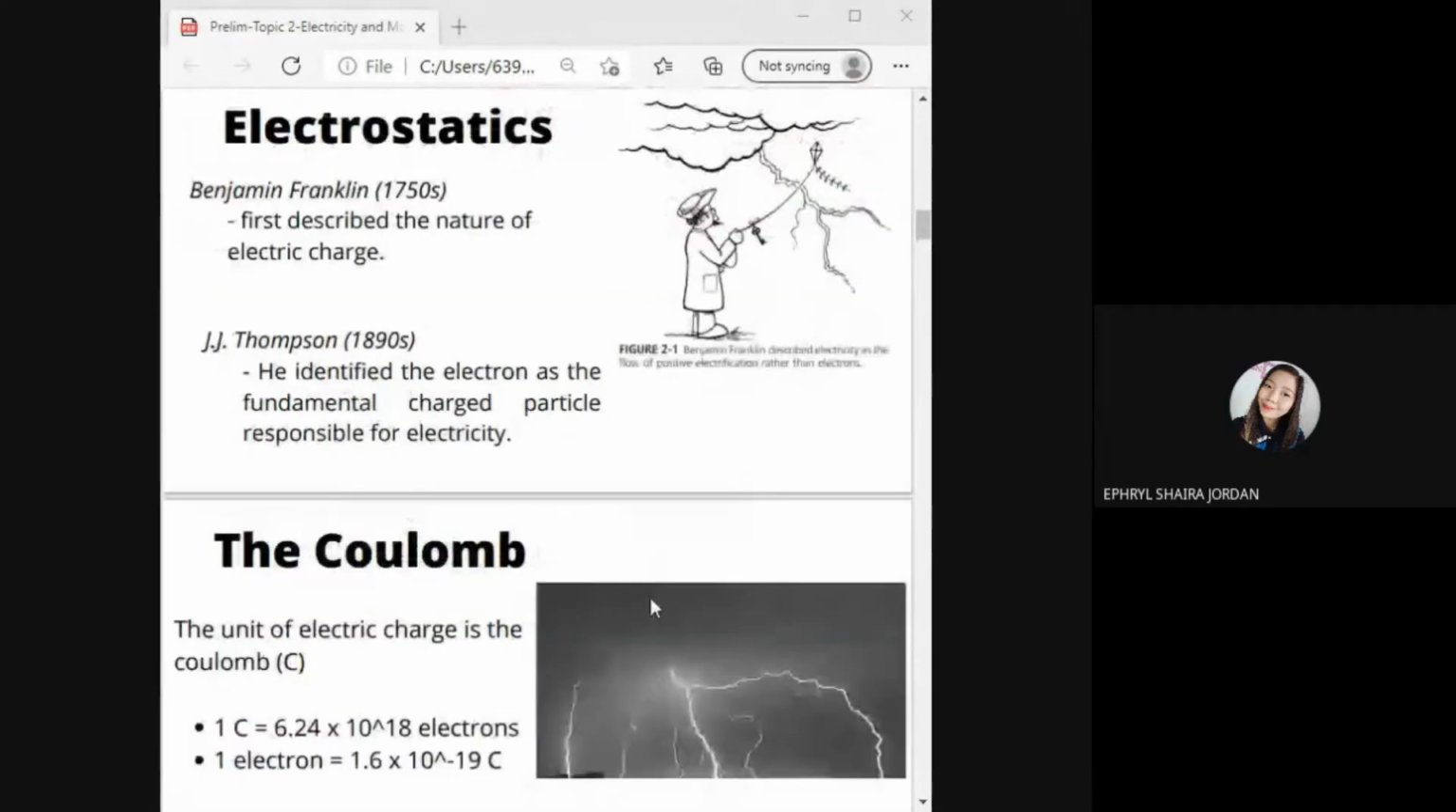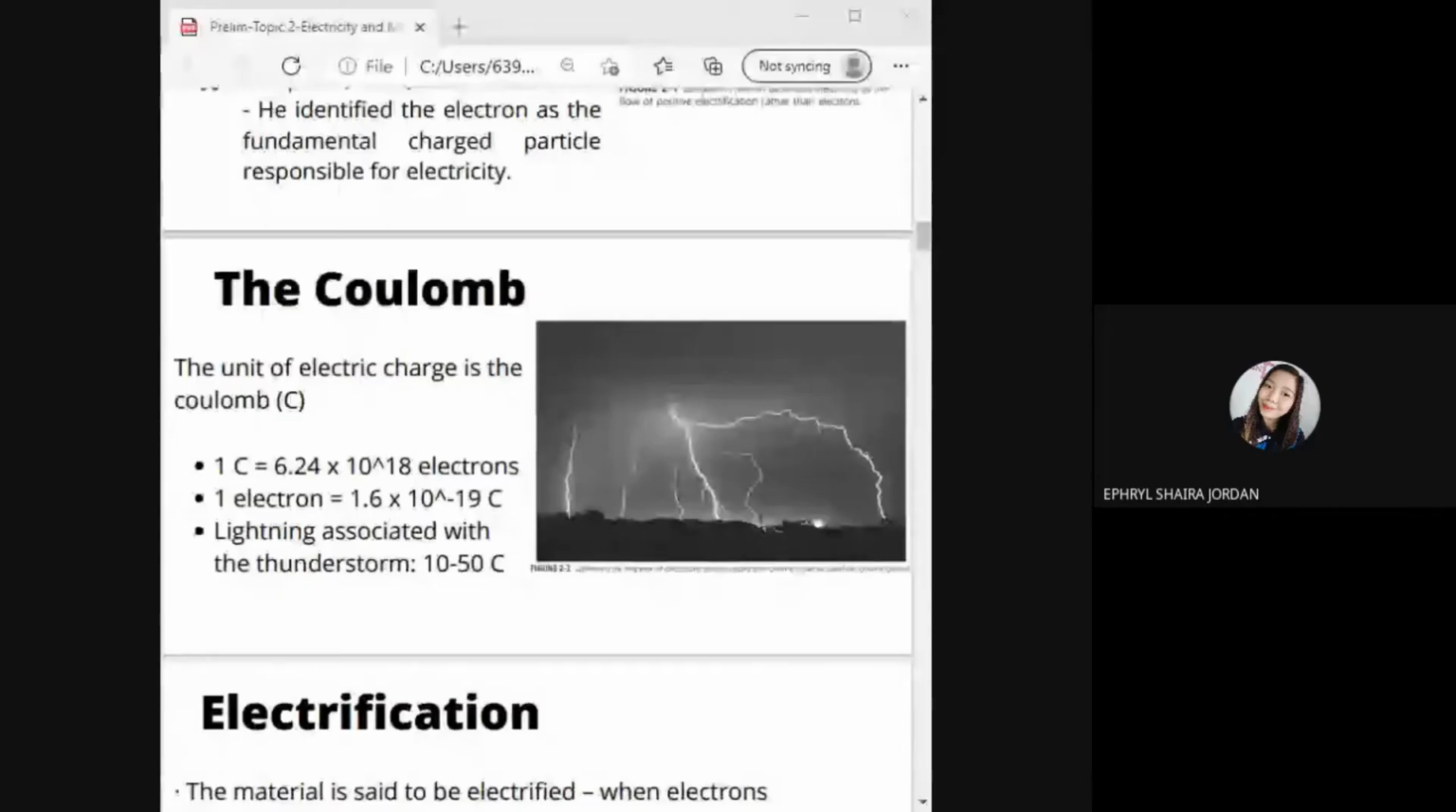The coulomb is the unit of electric charge. One coulomb is equivalent to 6.24 times 10 to the power of 18 electrons, while one electron is equivalent to 1.6 times 10 to the power of negative 19 coulomb. Lightning associated with a thunderstorm has an approximate electric charge of 10 to 50 coulombs.